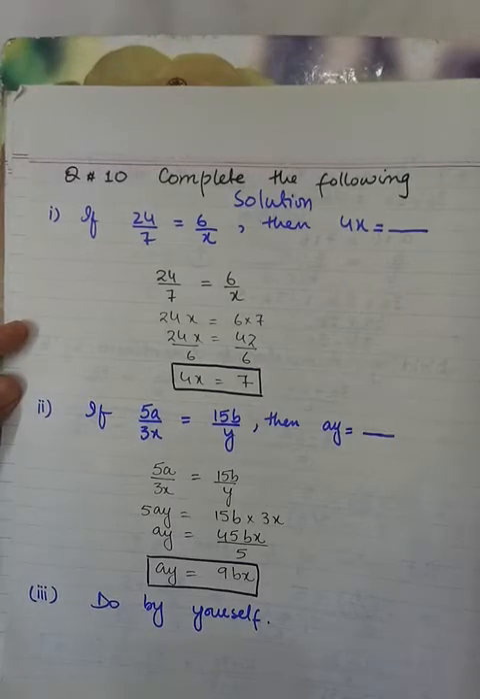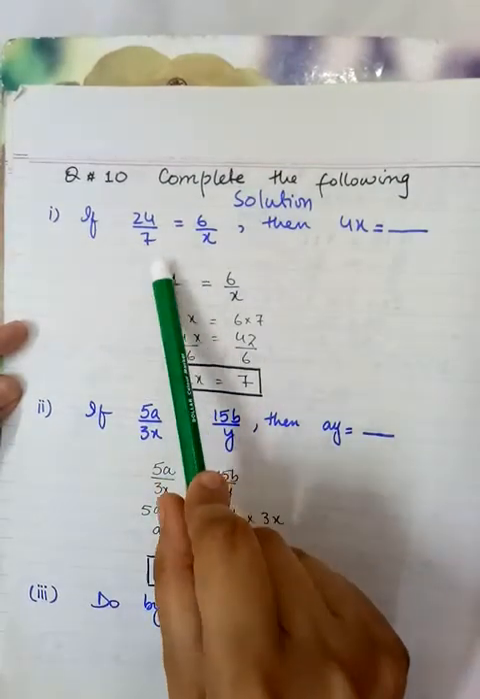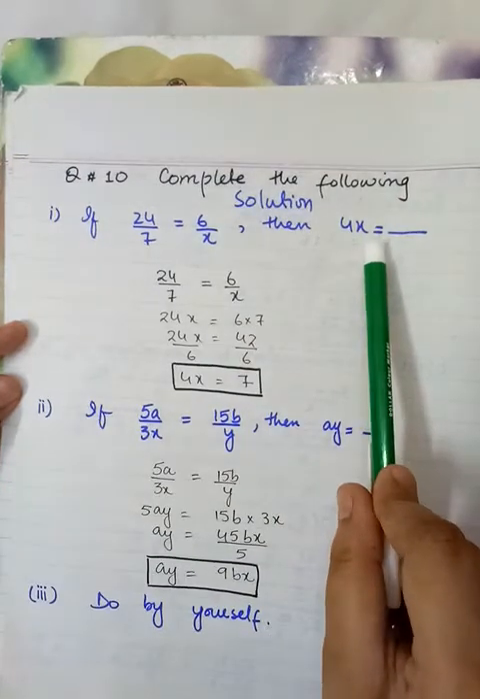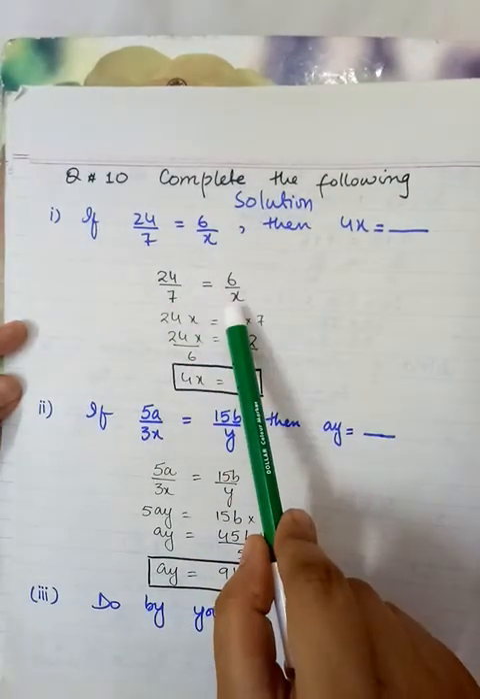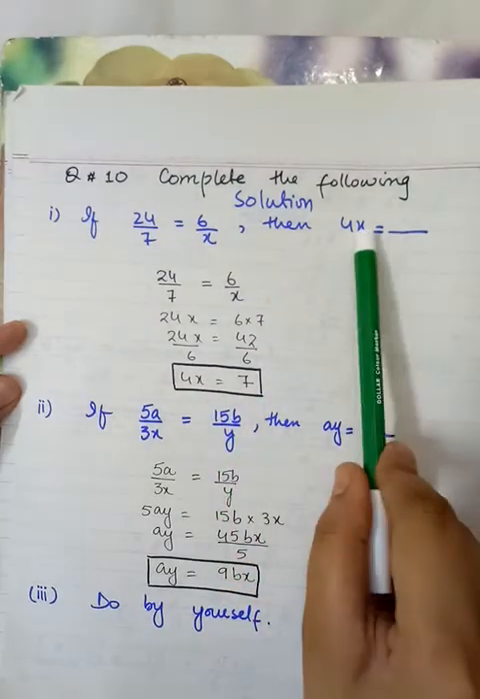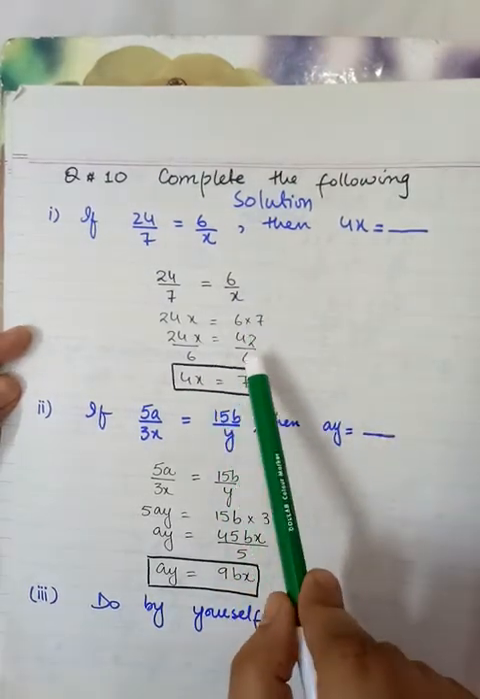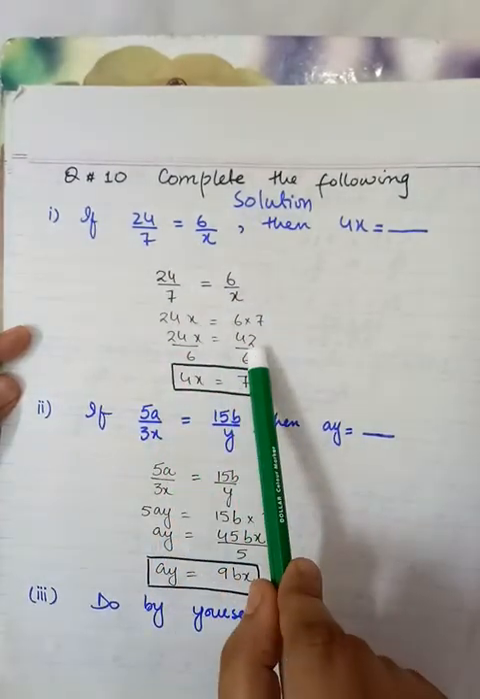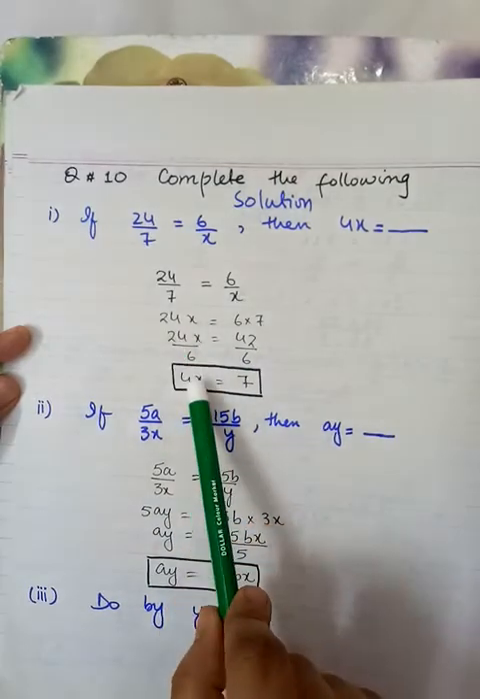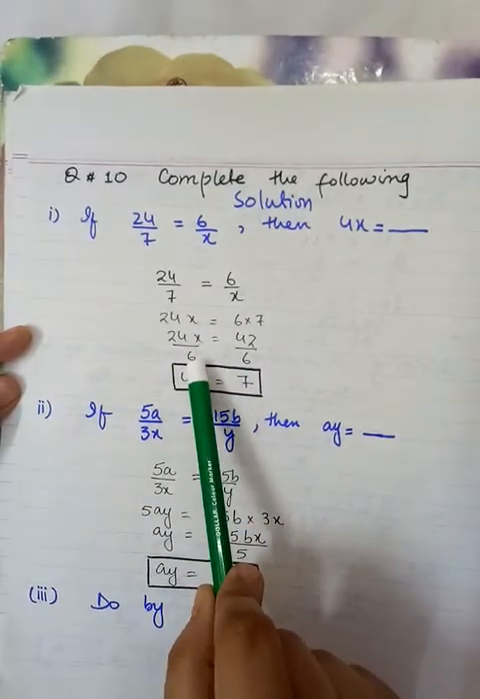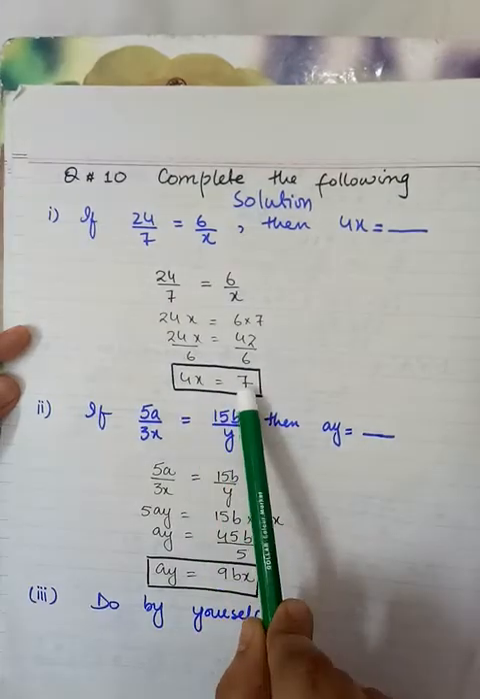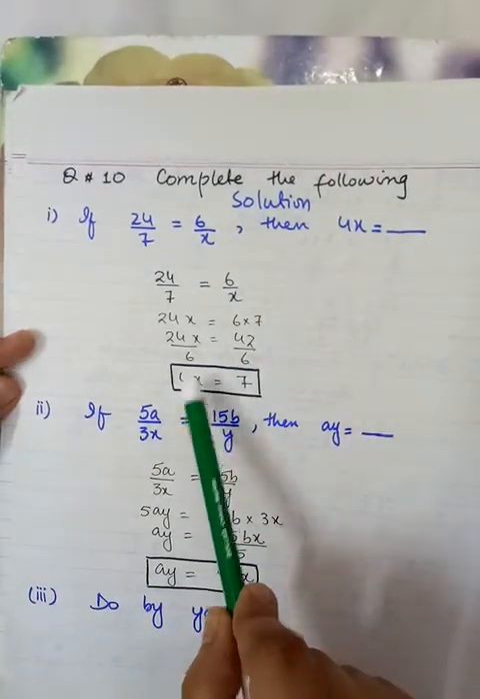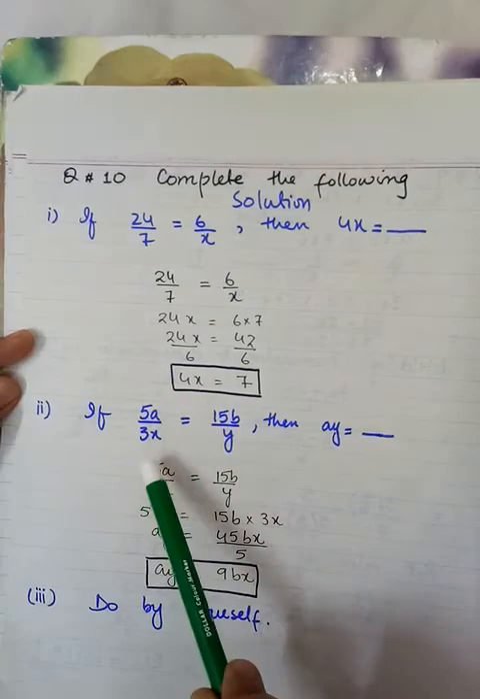Now come to question number 10. What is given? If 24 over 7 equals 6 over x, then find the value of 4x. We just have to cross multiply and we can find the required value. There is nothing difficult in this. 24x after cross multiplication, and 6 multiplied by 7 is 42, and we have to make 24x into 4x. So we divide by 6 on both sides and we get 4x equal to 7. It was required to find the value of 4x, that's why we transformed 24x into 4x. Come to the next question.